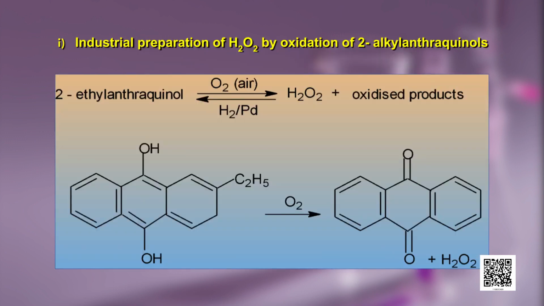Industrial preparation of hydrogen peroxide is by oxidation of 2-alkylanthraquinols. You know that 2-ethylanthraquinol on oxidation gets converted to the corresponding quinone, and we get hydrogen peroxide in this reaction, as shown here by the chemical equation.